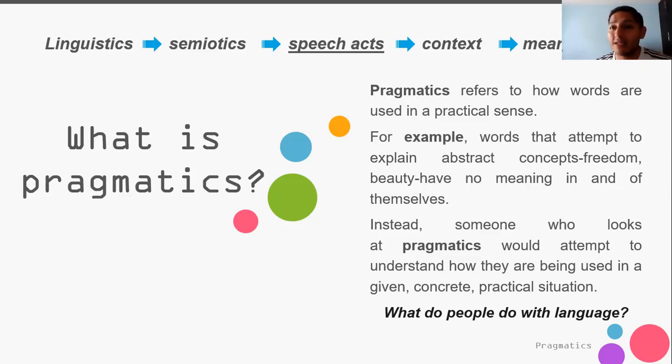So with pragmatics, we are dealing with meaning in use, or meanings in use, because pragmatics refers to how words are used in a practical sense. For instance, words that attempt to explain abstract concepts such as freedom or beauty. They have no meaning in and of themselves, but a context shapes their meanings.